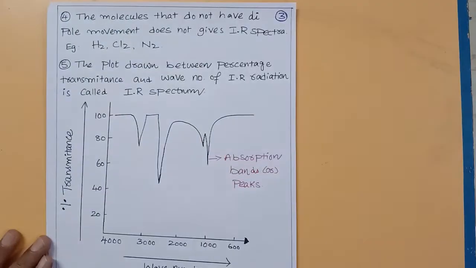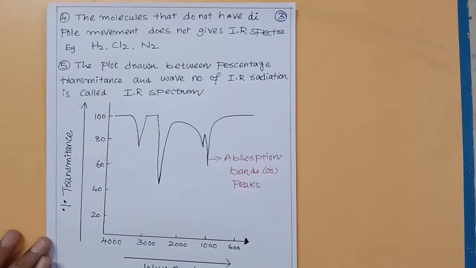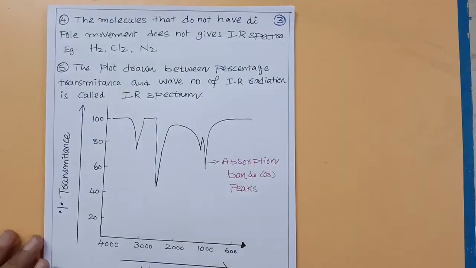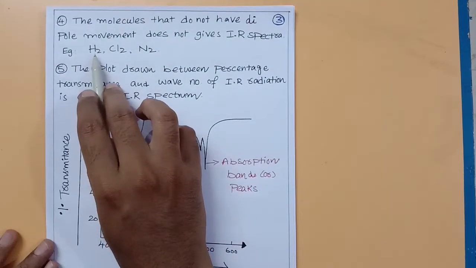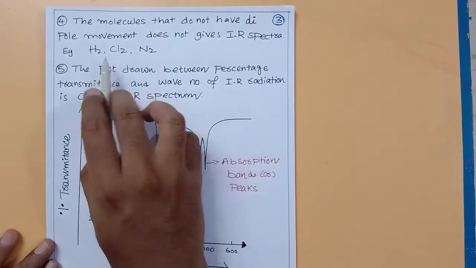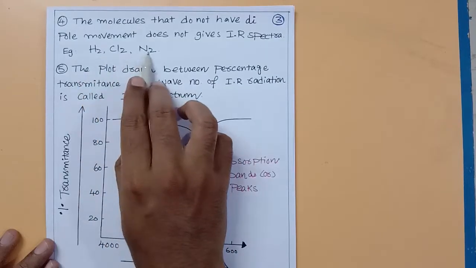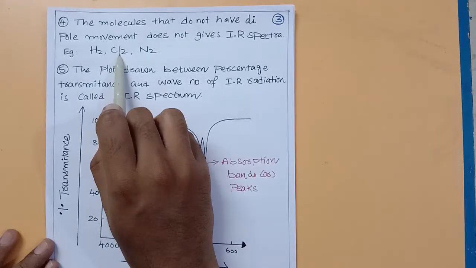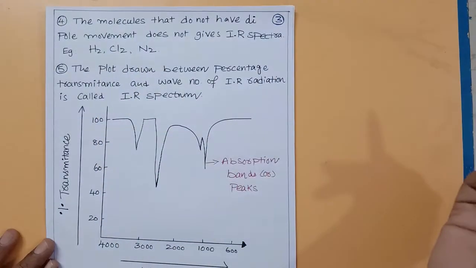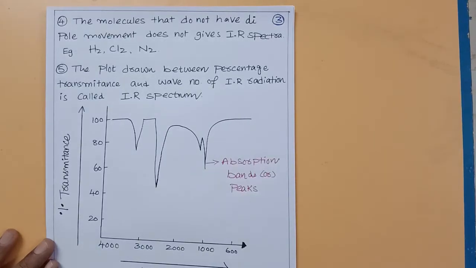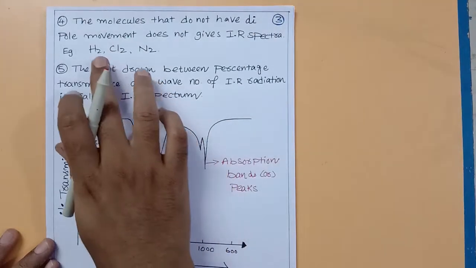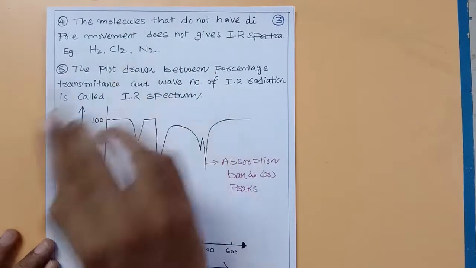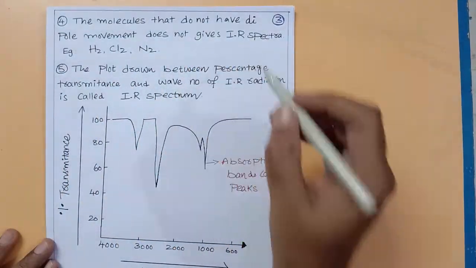Okay, right. Then the molecules that do not have a dipole moment do not give IR spectra. For example, hydrogen, chlorine, nitrogen. As you can see, these molecules are made up of the same atoms. So 2 hydrogen atoms, 2 chlorine atoms are present in a chlorine molecule, and 2 nitrogen atoms are present in a nitrogen molecule. Because there are the same atoms in the molecules, there is no electronegativity difference, so there is no question of polarity. So their dipole moment is 0 for hydrogen, chlorine and nitrogen. So they do not give IR spectra.